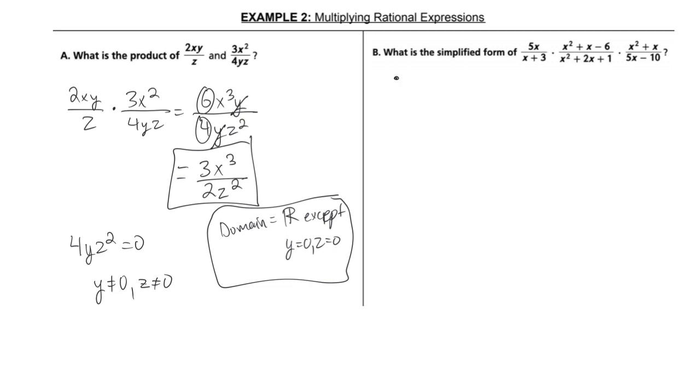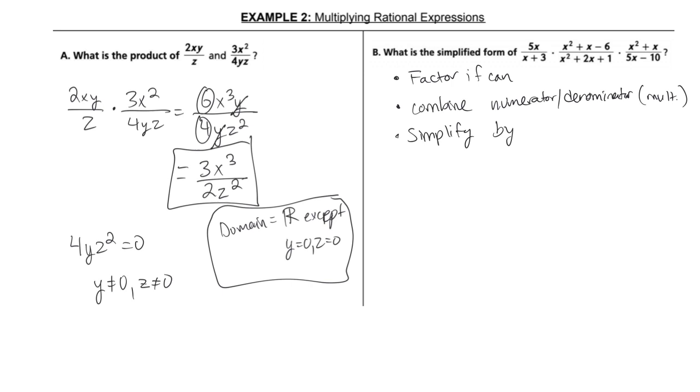Now let's look at this next one. We have some quadratics in here. So what you first want to do is maybe factor, if you can, and then multiply, so combine the numerators and denominators, meaning multiply them, and then simplify by crossing out. And then lastly, find excluded values.